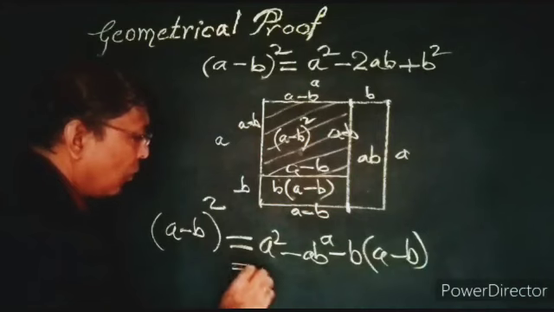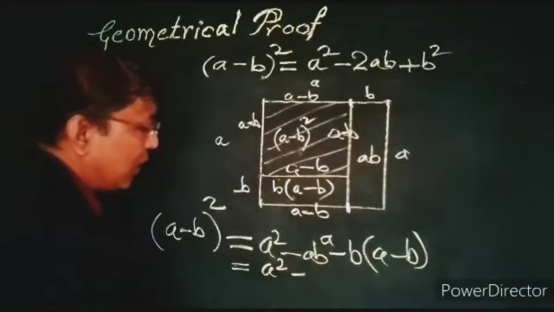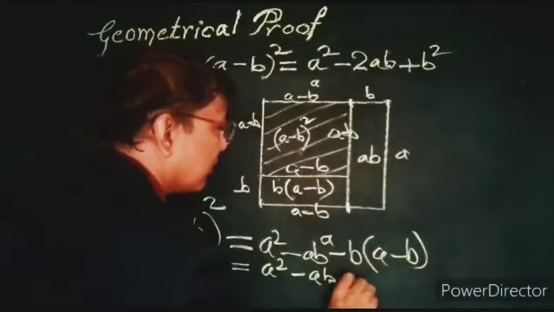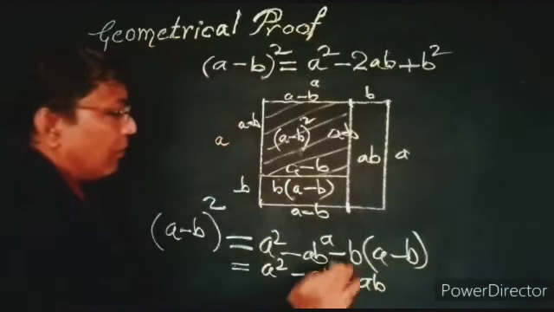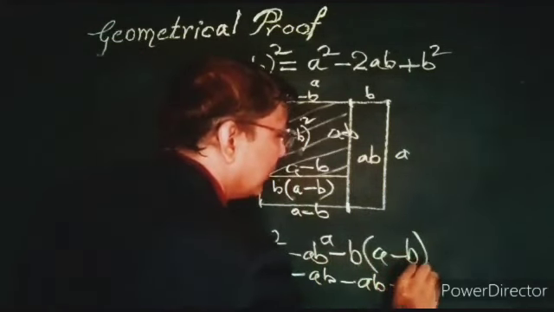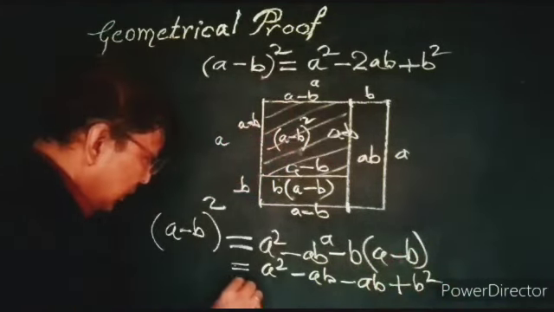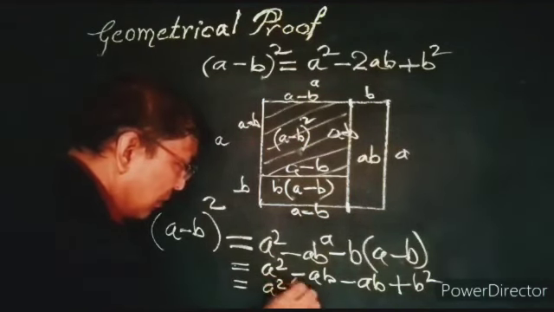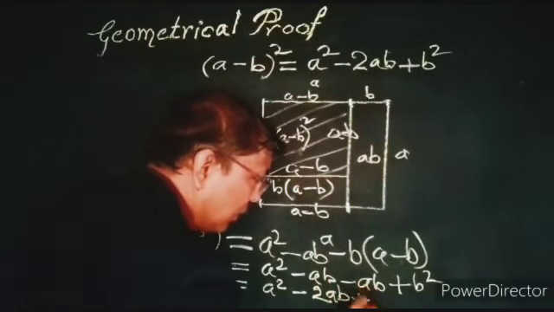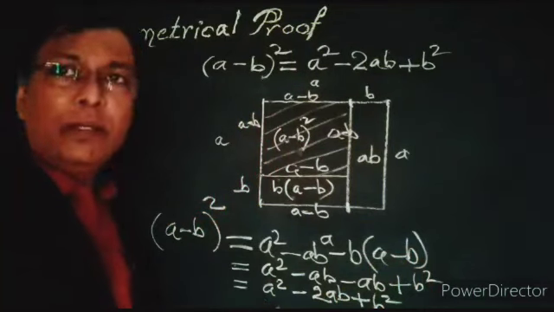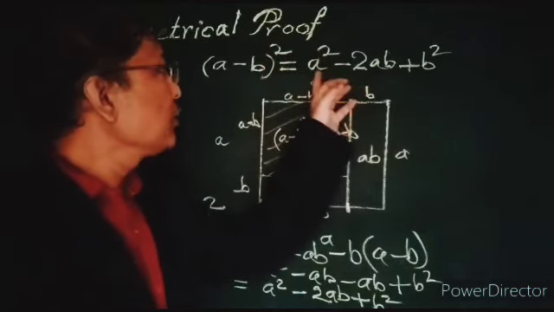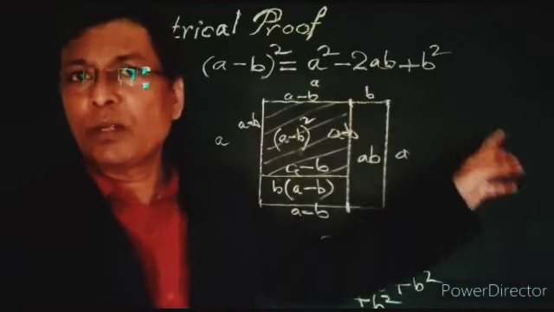Now let us open these brackets: a square minus ab. Now b into a is minus ab. I have written alphabetically. Minus into minus, what? Plus b square. That is equal to a square minus ab minus 2ab plus b square. In this way, we have proved geometrically the identity a minus b whole bracket square equals a square minus 2ab plus b square.